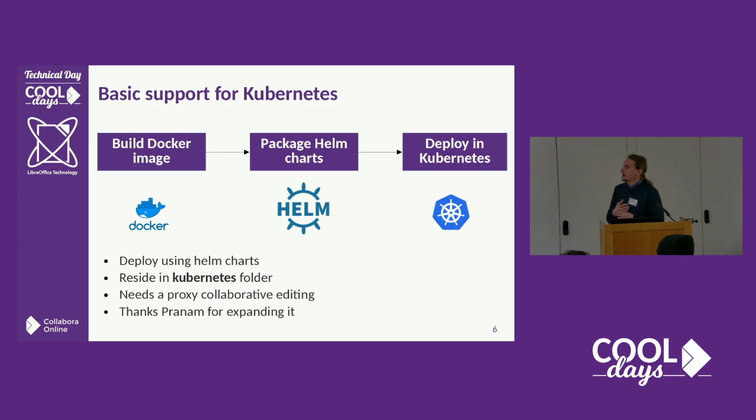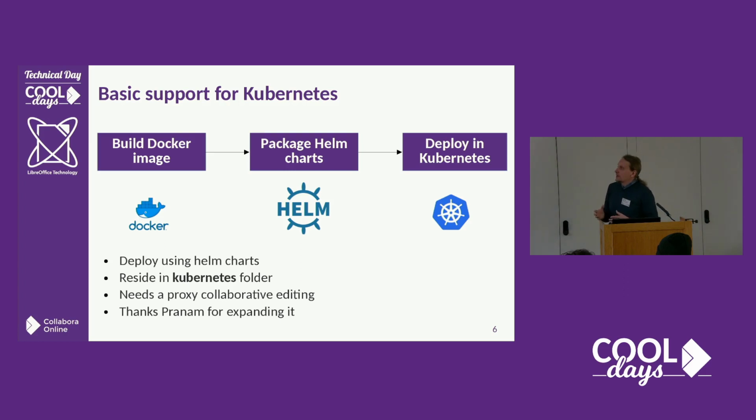How does the deployment work? We are building a Docker image, okay? Then we are packaging the Helm charts, and then triggering deployment to Kubernetes. Kubernetes uses the Helm charts to configure the system, the environment, where the containers based on the built Docker image are deployed.